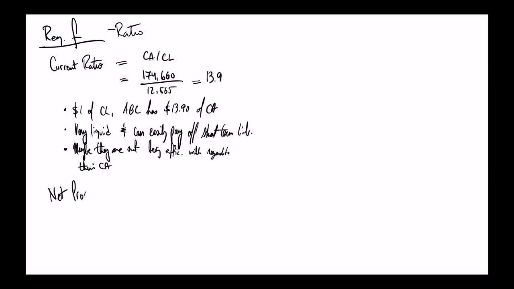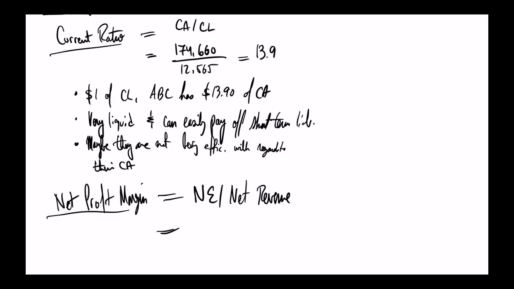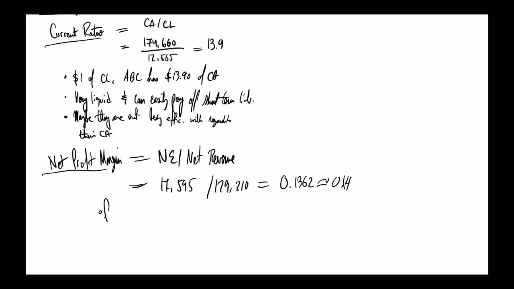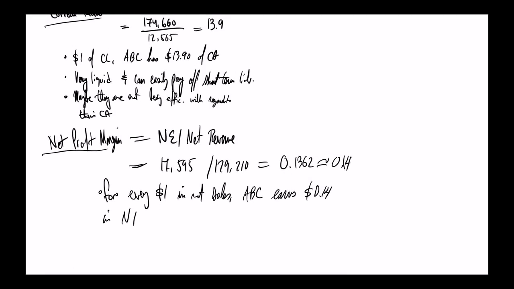Next, we have our net profit margin. That is equal to net earnings over net revenue. So that is 17,595 divided by 129,210, which is 0.1362, so 0.14. So what does that tell us? For every $1 in net sales, ABC earns 14 cents in net income, or in profit.